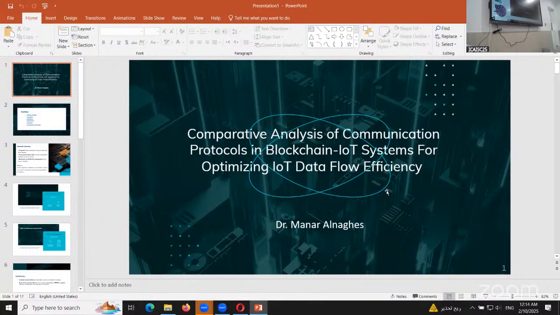Okay, so I'm so glad to present this recent work under the title of Comparative Analysis of Communication Protocols in Blockchain IoT Systems for Optimizing the IoT Data Flow Efficiency. My name is Manara Naghes, and this is our recent work. I'll move now to the next slide to show you the outline of this presentation.